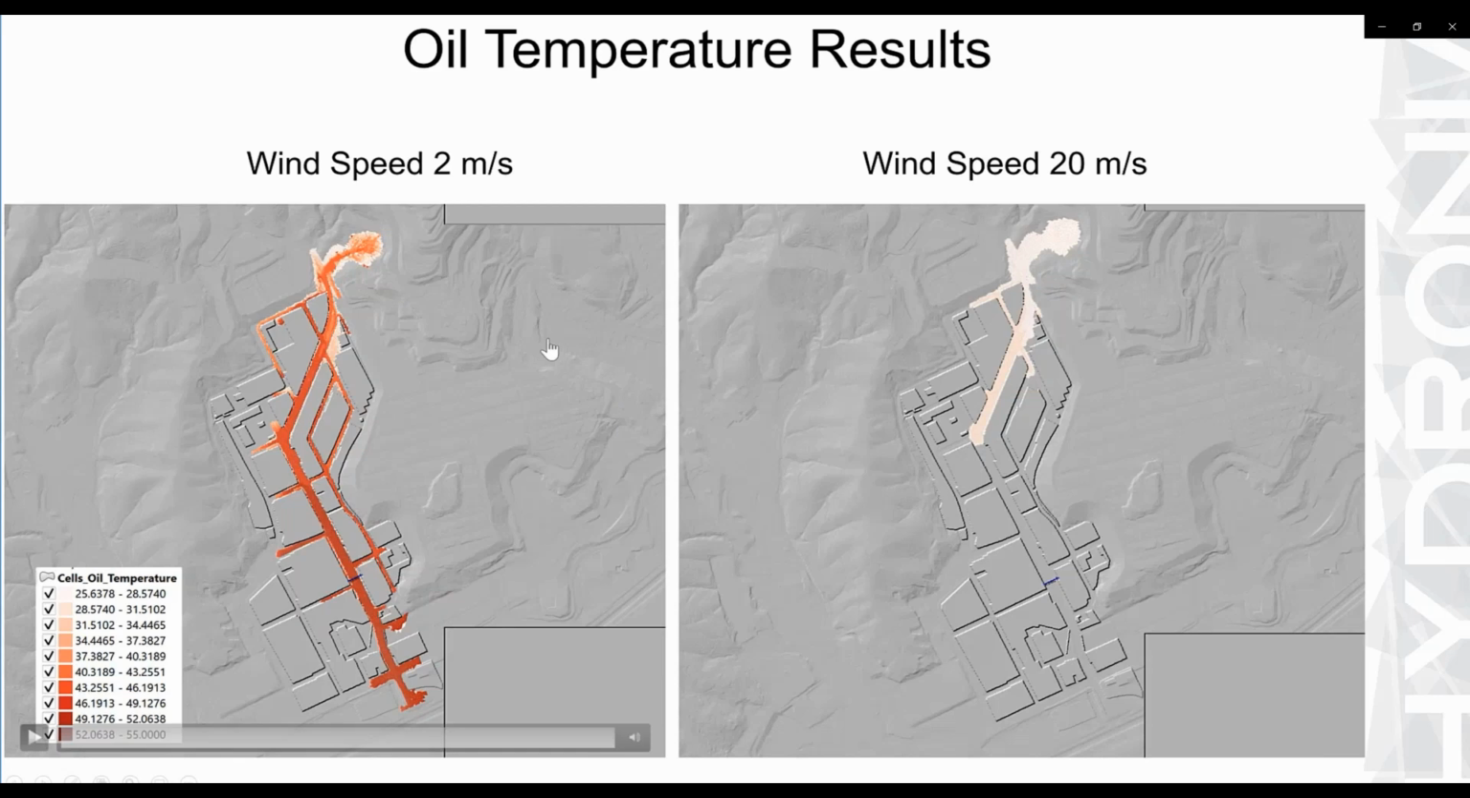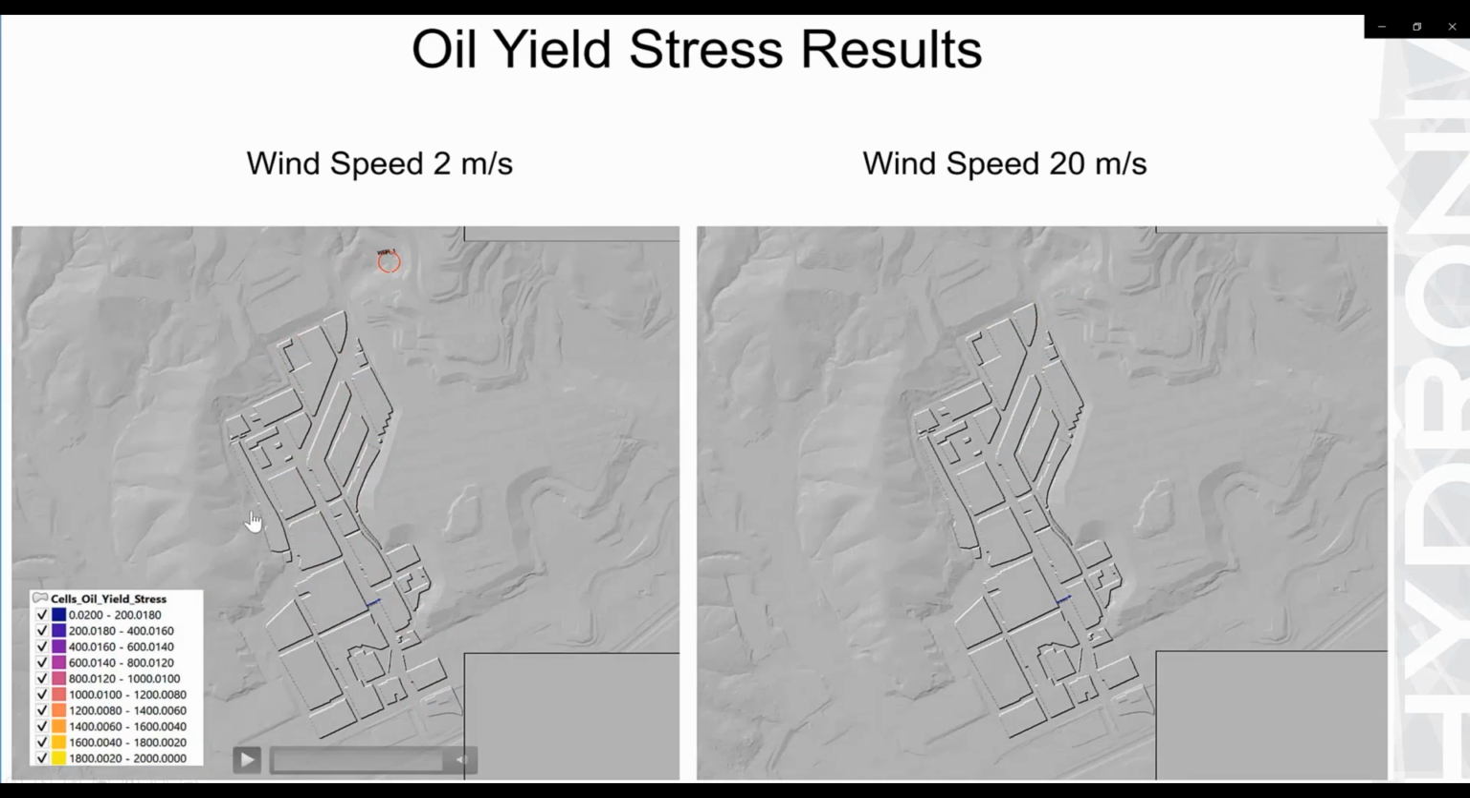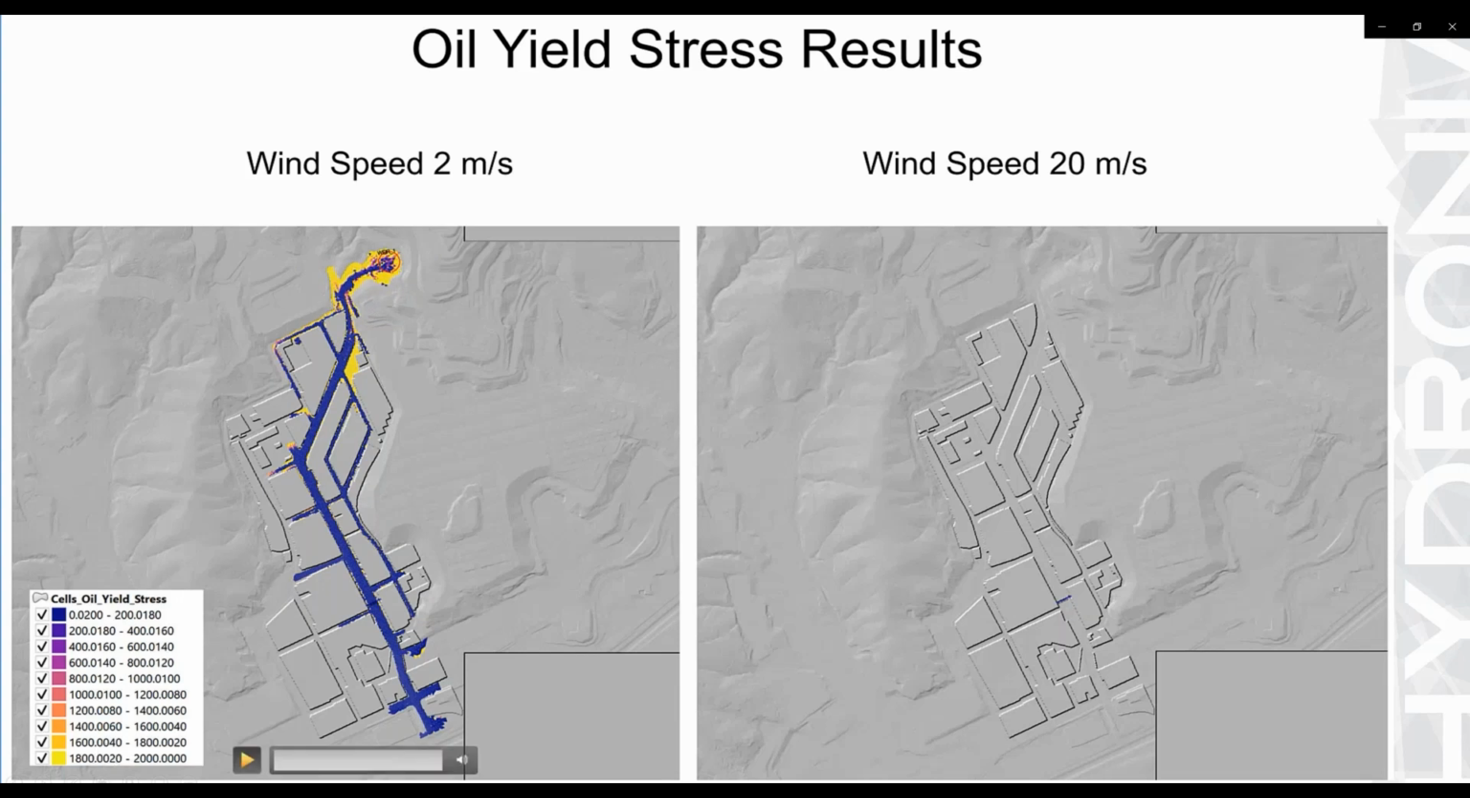So how did temperature affect the yield stress? So the yield stress in this case is the one responsible for stopping essentially the fluid. As you can see here, the lighter colors represent the higher yield stresses. So let me show you the wind speed 2 meters per second simulation. See, darker colors, very low yield stress, very fluid. There are some areas where it's much cooler here that are stopped or with very high yield stress. But let's look at what happened with 20 meters per second.